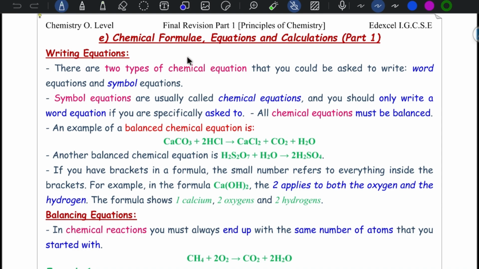We'll talk now about chemical formulae, equations and the calculations. It's divided into two parts. We'll take part 1 right now. At the beginning we want to know how to write an equation. We can write two types of chemical equations. One of them is called a word equation, and the other one is called a simple equation.